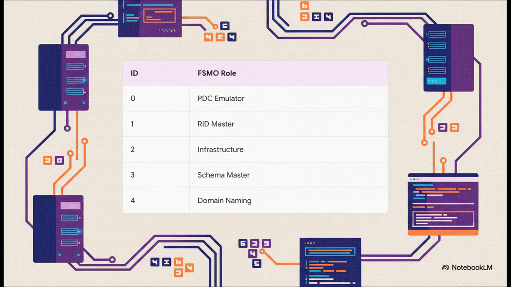Using the Move-ADDirectoryServerOperationMasterRole cmdlet, you can just use simple number codes to target the roles. 0 is PDC, 1 is RID, 2 is infrastructure, 3 is schema, and 4 is domain naming. And the really cool part, you can string these numbers together with commas in one single command, like 0, 1, 2, 3, 4, and seamlessly move the whole shebang to a new server at once.